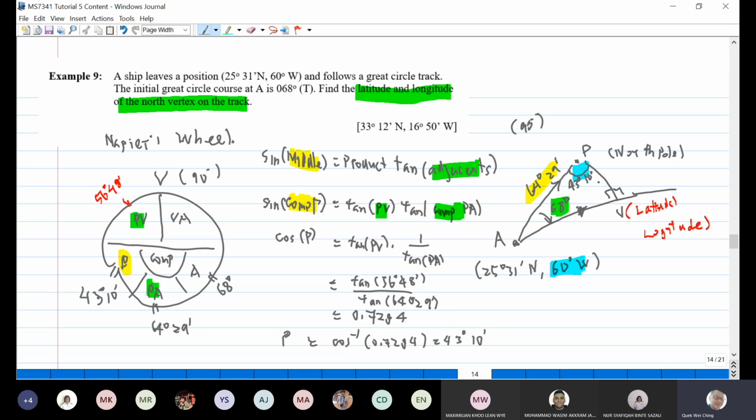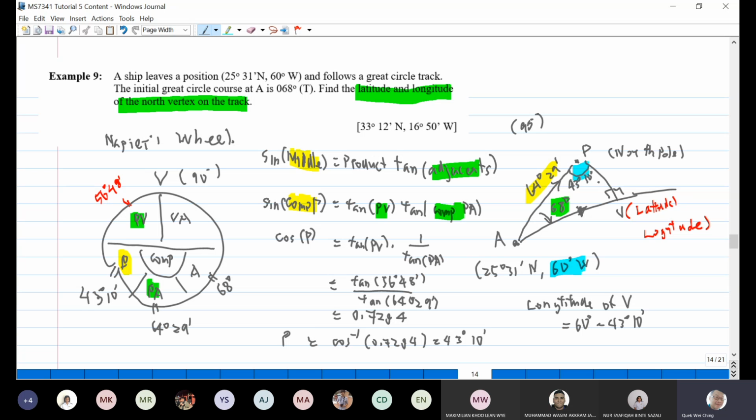What is the longitude of V now? You can find the longitude of V: the longitude of V is equal to 60 degrees minus 43 degrees 10 minutes.